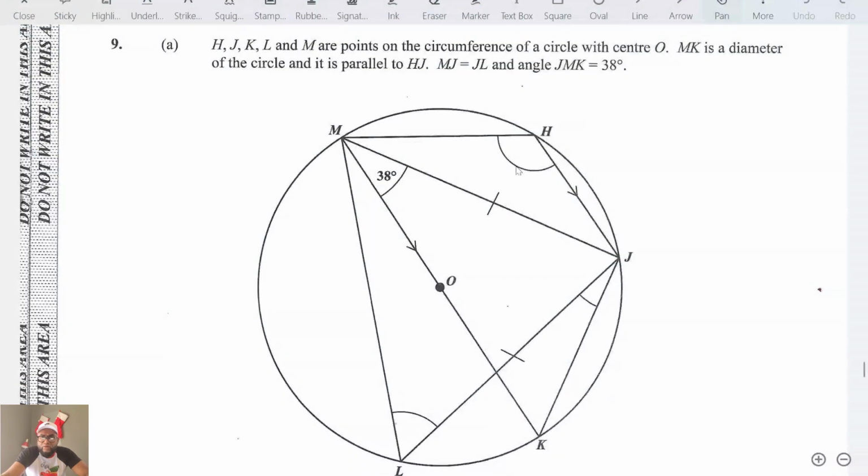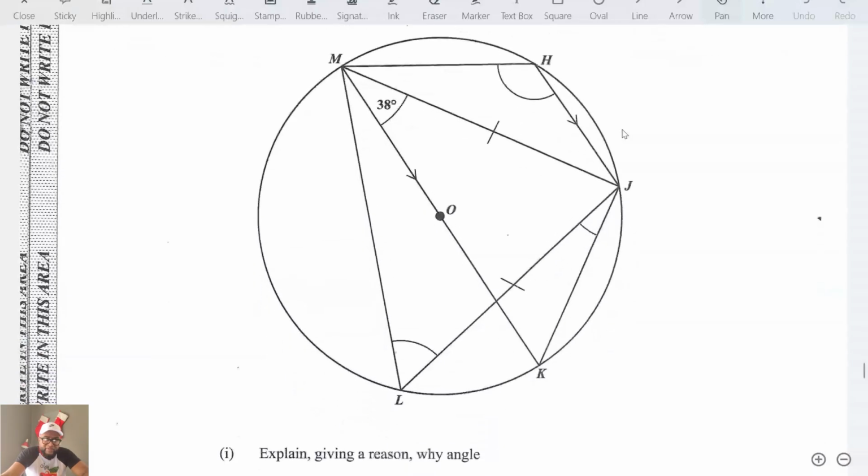Right? And center O. MK is the diameter of the circle and it is parallel to HG. MJ is equal to JL and angle JMK is equal to 38. So MJ is equal to JL, so you know there's an isosceles triangle in here, right? So that's all the information they gave us, right? Anybody, before we even jump into questions, anybody seen any theorems they want to point out before we even go?